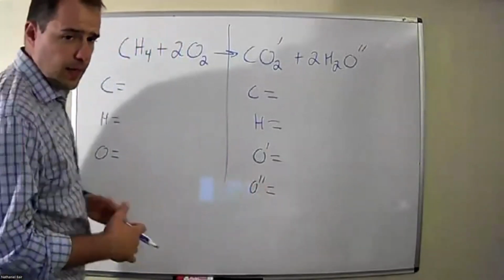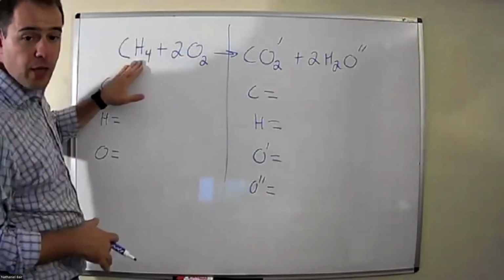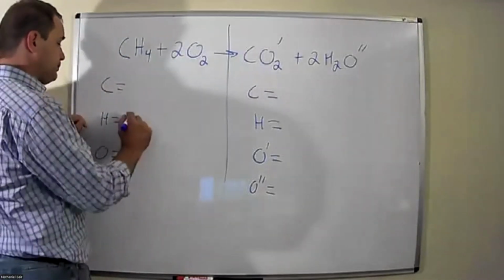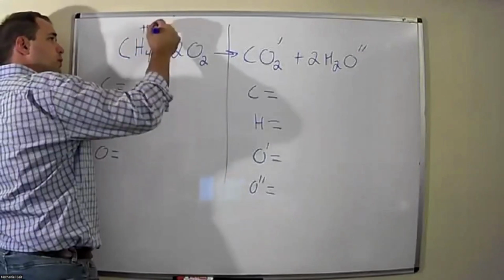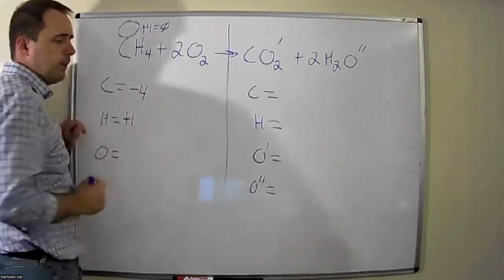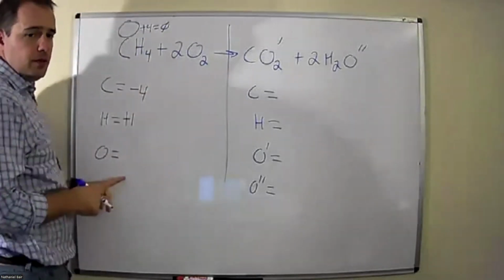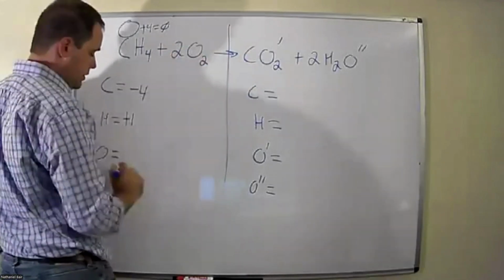Let's go over here to the reactant side. Let's take a look here. We can't do carbon first because it depends on the hydrogen. So we need to do the hydrogen. Hydrogen is plus 1. So if the hydrogens are plus 1, that's a total of plus 4. It's got to add up to 0, so carbon must be minus 4. And then oxygen is all by itself, a pure element, 0.